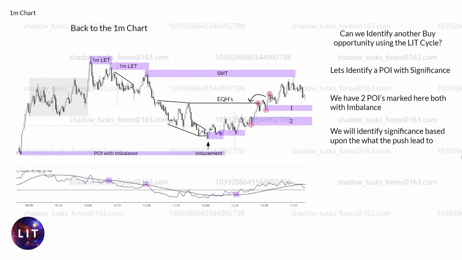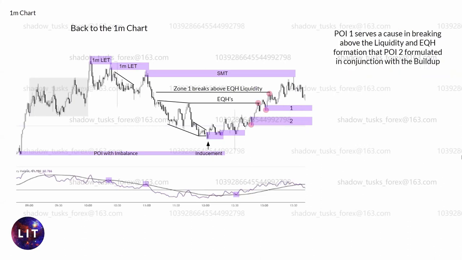I'm not trying to implement some retail structure stuff here with highs and lows, but I'm talking generically when it comes to seeing the price action with these dots, maybe it helps you see the significance. So what we have, zone 1, which is this one here, it breaks above the liquidity level like such. Let's clear drawings. So POI 1 serves a cause in breaking above the liquidity and equal high formation. POI 2 basically formed a buildup, and then POI 1 induced the buildup.